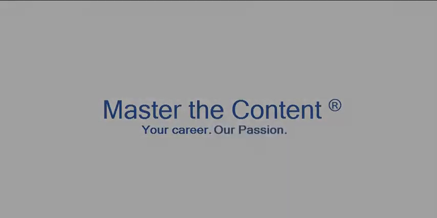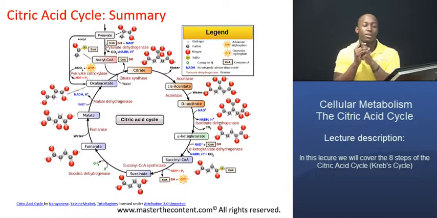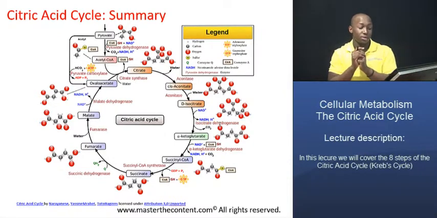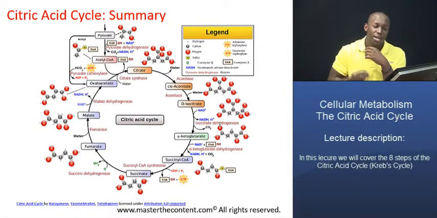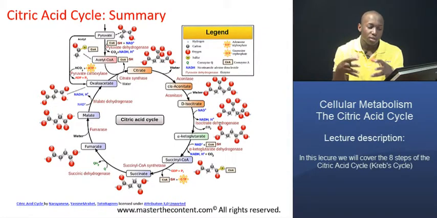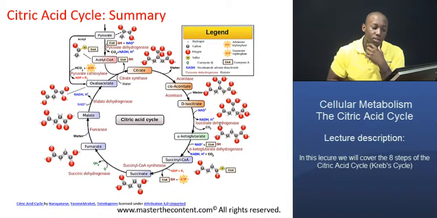Just going to move on, and we're going to look at a summary of this entire process. It's very simple, and I'm just going to get you to focus on the enzymes responsible for these conversions and the substrates as well, which we are dealing with. Now, in the first step right here, we have our oxaloacetate combining with our acetyl coenzyme A to form a citrate, and the enzyme responsible for that process is citrate synthase.